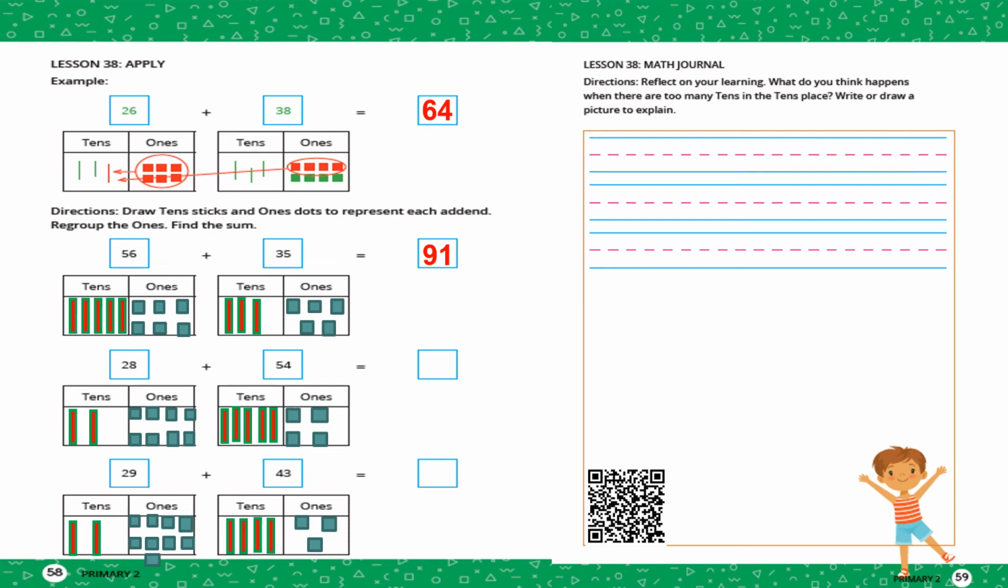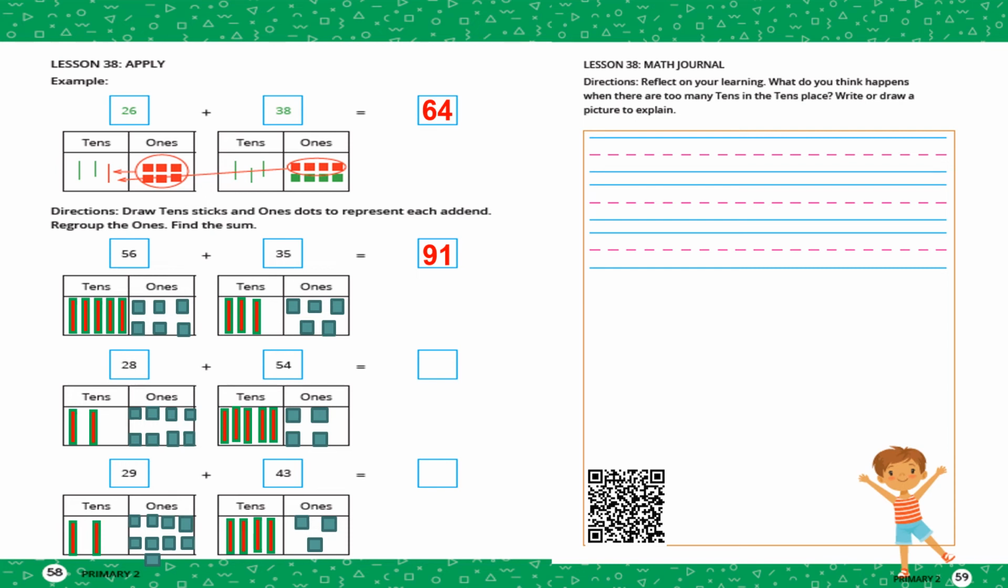Next one. 28 plus 54. 28. How many sticks do we have? 2 sticks. How many small squares? 8 small squares. In 54, how many sticks do we have? 5 sticks. How many small squares? 4 small squares. Now let's add 28 plus 54.